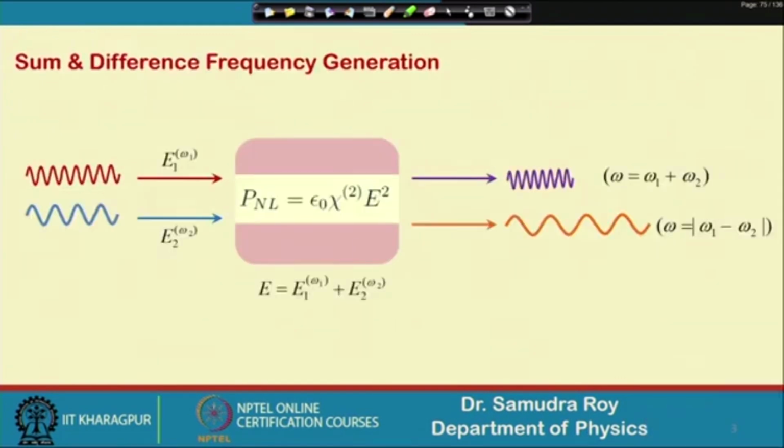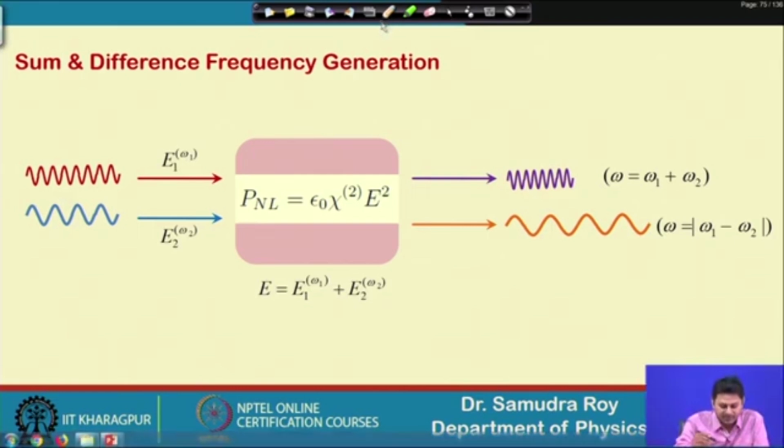This is the schematic figure of sum and difference frequency generation. Let us understand this figure. In nonlinear optics, if you understand the figure clearly, then the physics will be very clear to your mind. That is why I emphasize that you should understand the meaning of this figure, which is very simple to understand.